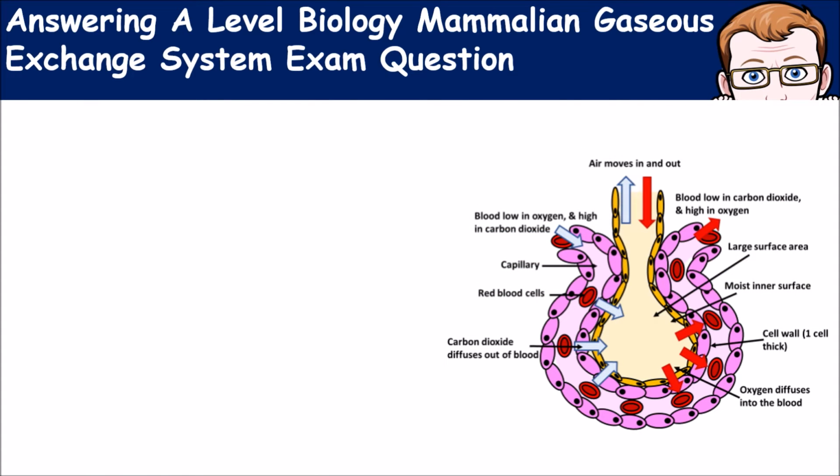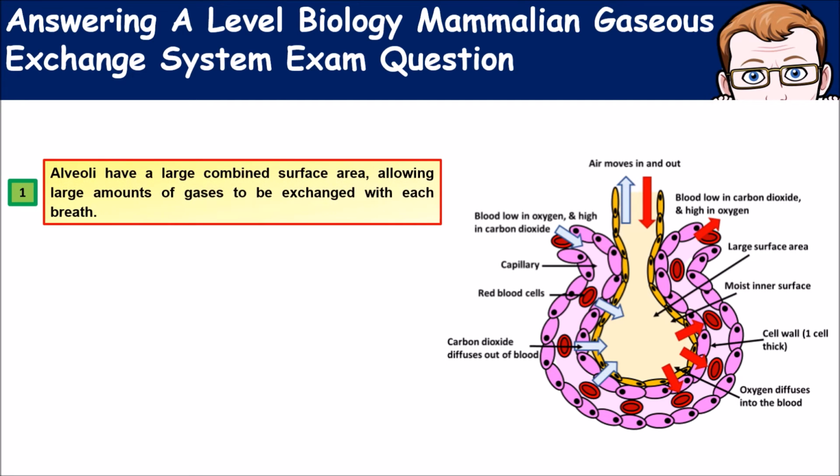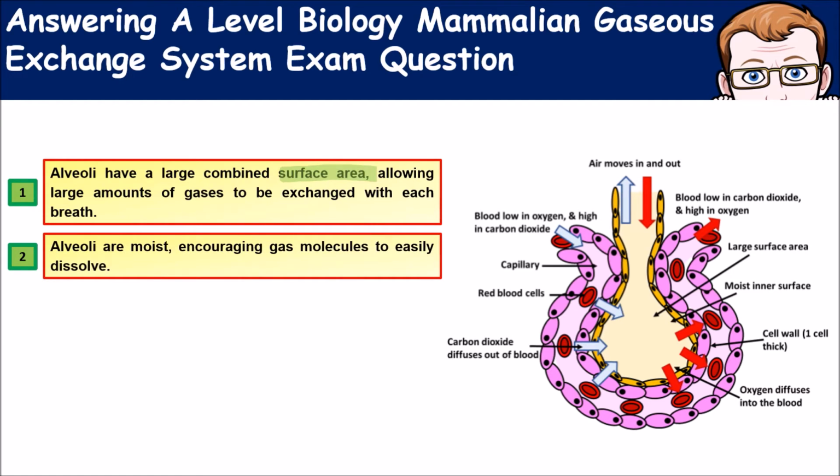That takes us on to thinking about the alveoli themselves. There are a number of adaptations that we can talk about. The fact that there are a lot of them gives them a very large combined surface area where gas exchange can take place. They are relatively moist inside. Remember, if they're moist, then the oxygen can dissolve into the moisture before diffusing across the cells into the blood.